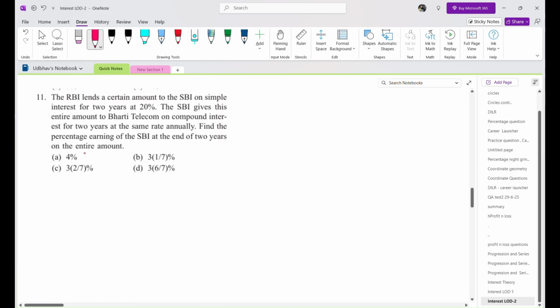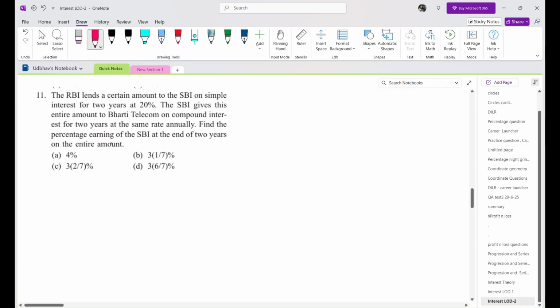So the next question is, the RBI lends a certain amount to SBI on simple interest for 2 years at 20%. Okay, let's say RBI lends X. I'll write with the black pen. RBI lends a certain amount to SBI on simple interest for 2 years at 20%.